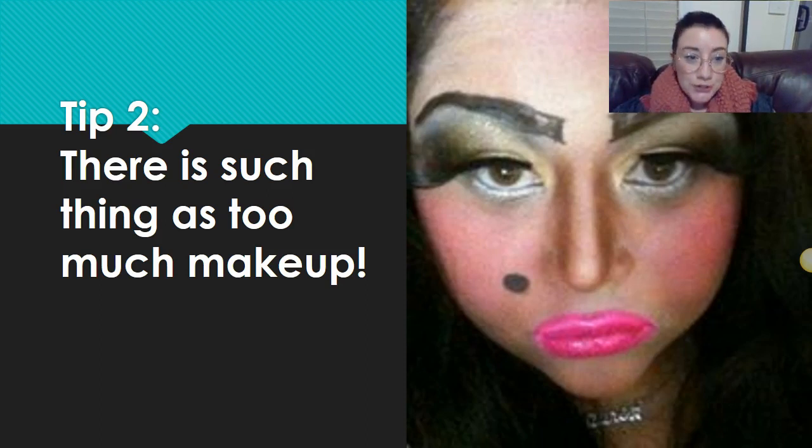Okay, tip 2 for the formal. There is such a thing as too much makeup. I mean, the overlined lips, I know it's a big Jenner thing. I get that. But remember, trends fade and photos don't. I know, it's my wisdom.